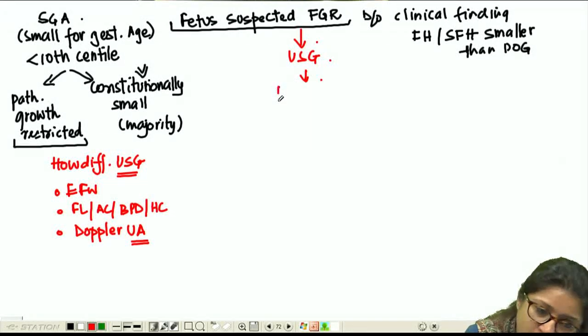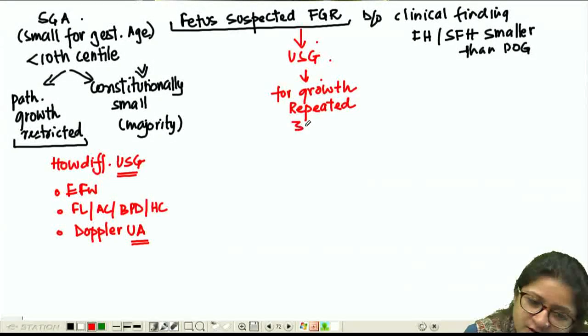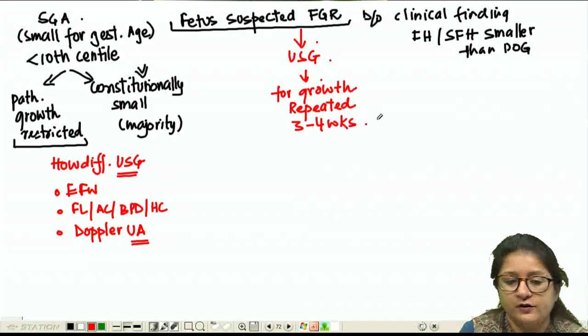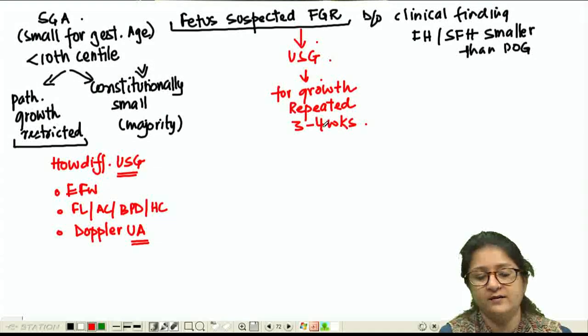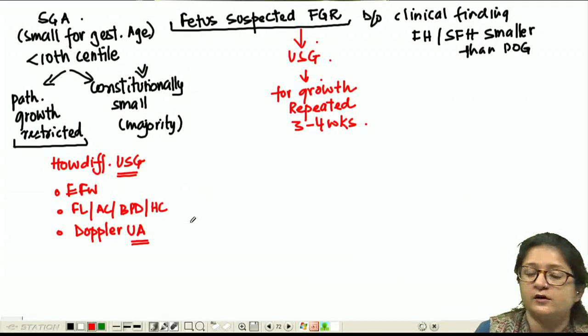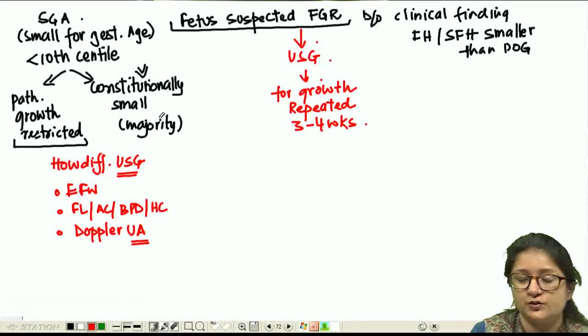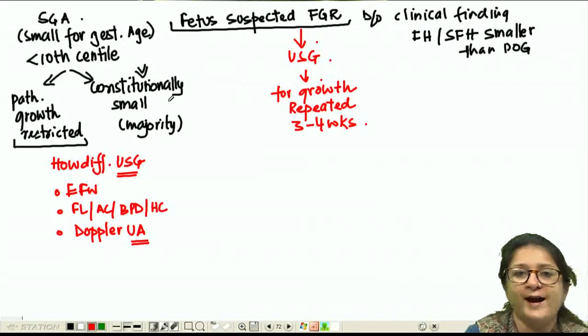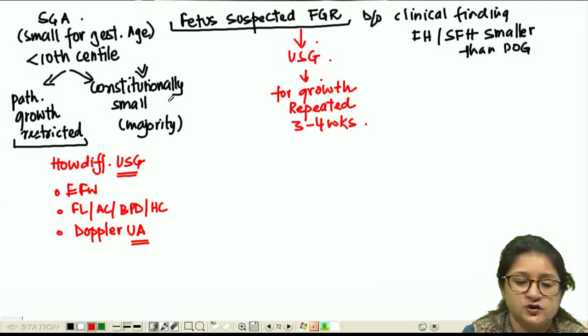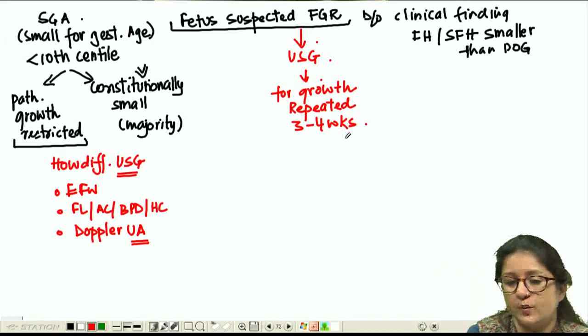This ultrasound for growth needs to be repeated 3 to 4 weeks later to see for growth. So if in the intervening 3 to 4 weeks growth is documented, that means it is a constitutionally small baby which is growing at a normal pace. So it is the slope of growth which is important, right? Slope of growth is what is important.